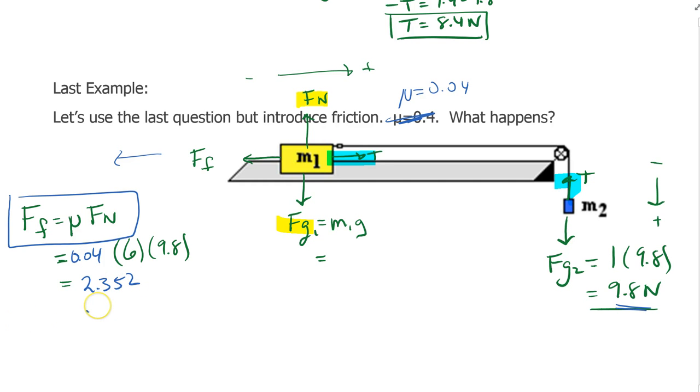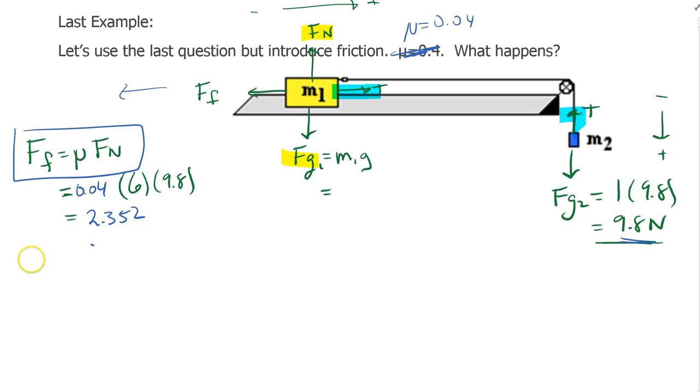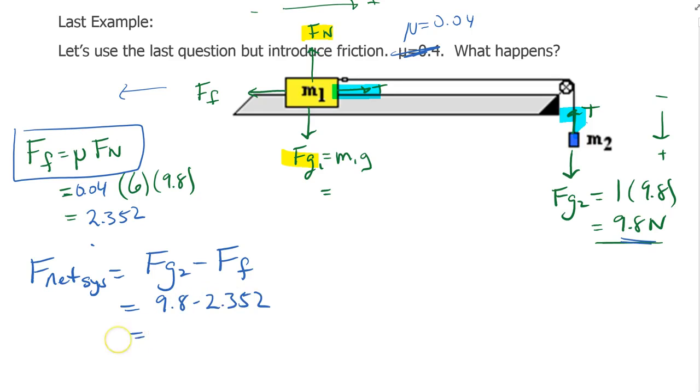And then what will we get for our F net of the system? Well, we have Fg2 in the direction of motion, and we have opposing it the force of friction. Like I said, the tension forces are canceling each other out, and the normal force and that force of gravity are canceling each other out. So we'll get 9.8 minus 2.352, which comes out to 7.448 newtons.